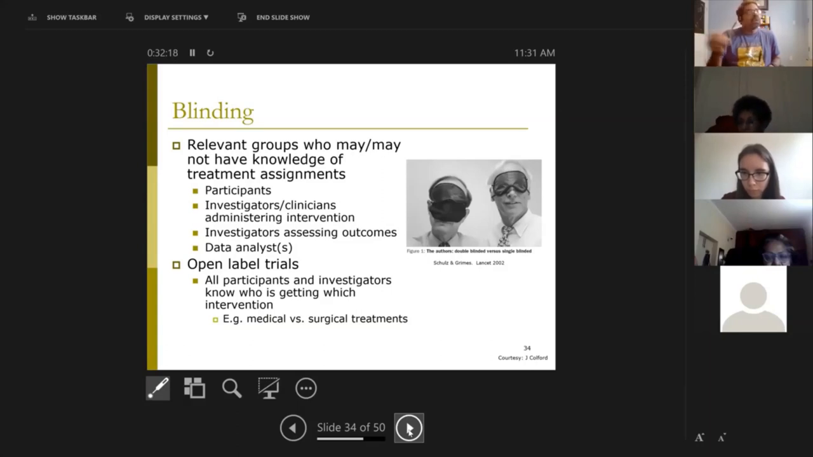So for example, if you randomly allocate people to either a medical treatment or a surgical treatment, a medical treatment for heart attack versus a coronary stenting treatment for heart attacks, those cannot be blinded. Doctors have to know what they're doing. The patient will know that something has been put into them. You simply cannot blind such trials. You just have to live with the realities of the situation.